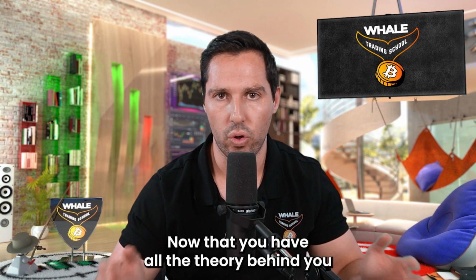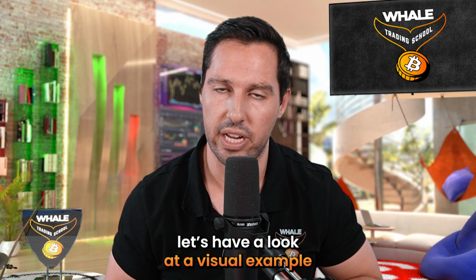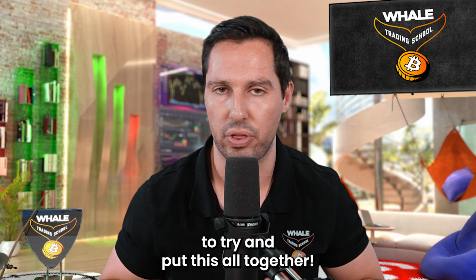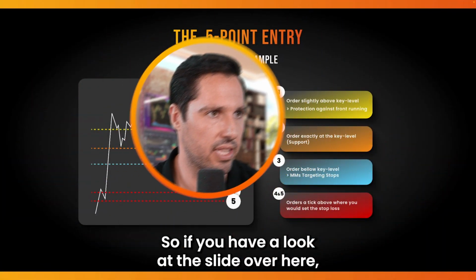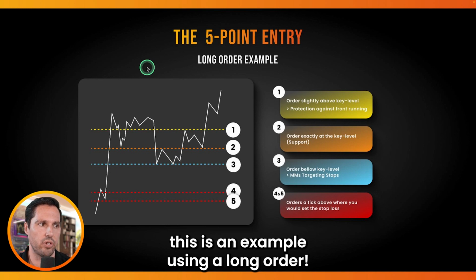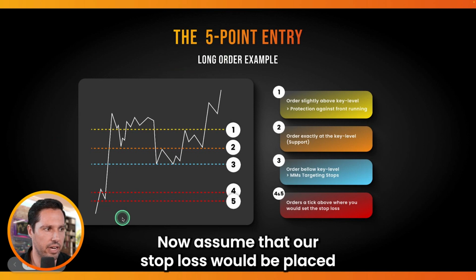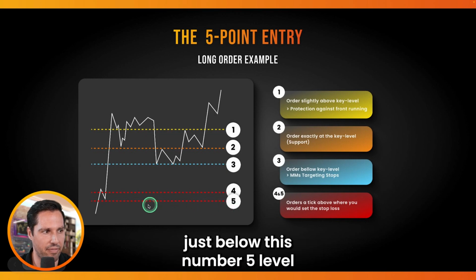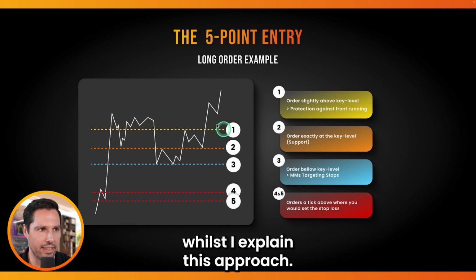Now that you have all the theory behind you, let's have a look at a visual example to try and put this all together. So if you have a look at the slide over here, the 5-point entry approach, this is an example using a long order. Now assume that our stop loss would be placed just below this number 5 level whilst I explain this approach.